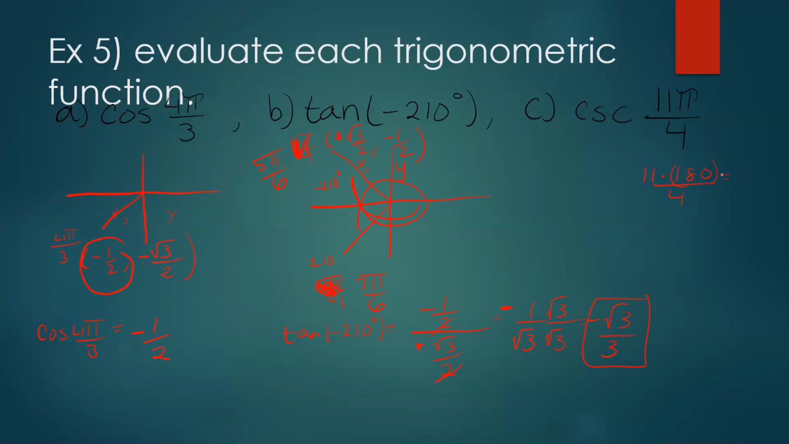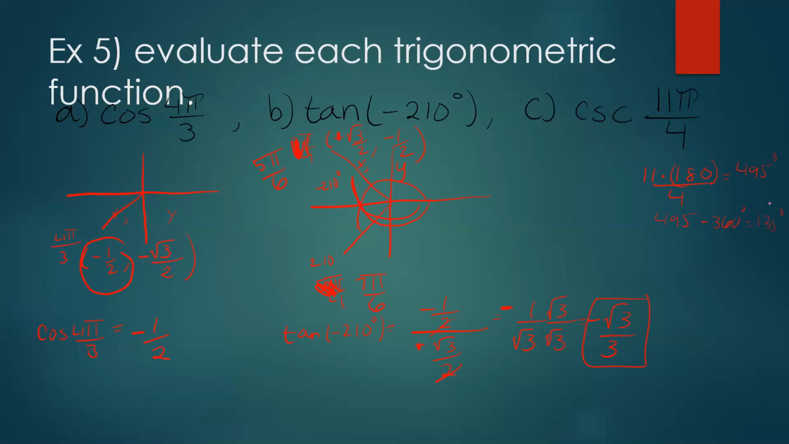So 11 times 180 is 1980. Divide that by 4. That's 495. And I know what you're thinking. I don't see 495 in my unit circle. Yeah, your unit circle only goes to 360. So what we're going to do is do 495 minus 360. And that's going to be 135 degrees.